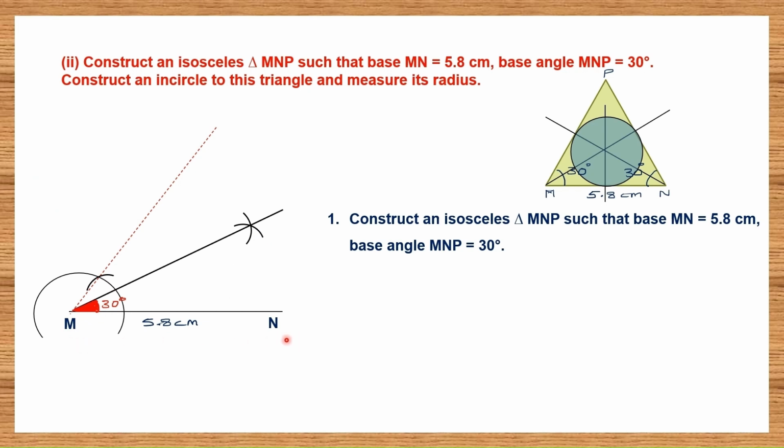Now we have to do the same thing at N. So here we're going to draw an arc and place the compass here and cut this arc. This is a 60-degree mark. So let's draw that line. So we've got the 60-degree mark. We're going to bisect this to get 30 degrees.